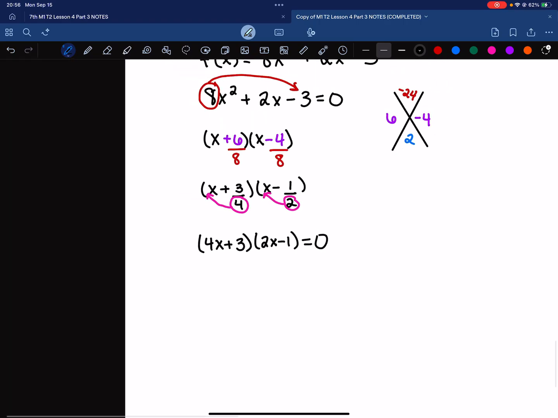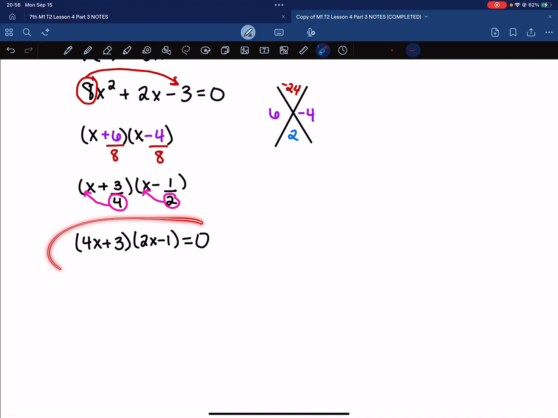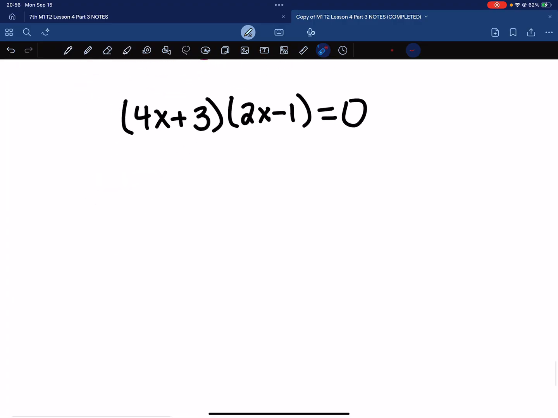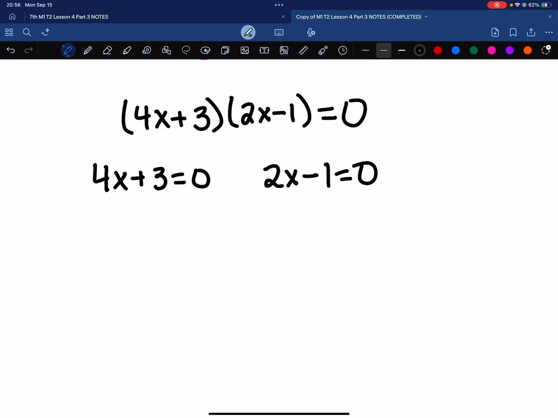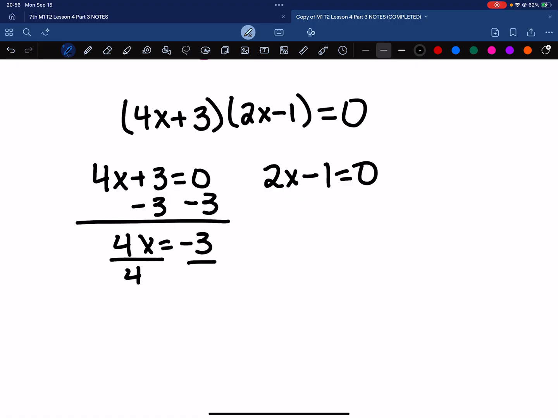And now we have the factored version of this. That is our factored form. So then we go ahead and set each factor equal to 0. And we get minus 3 minus 3. 4x is equal to a negative 3. Divide by 4. X is equal to a negative 3/4.